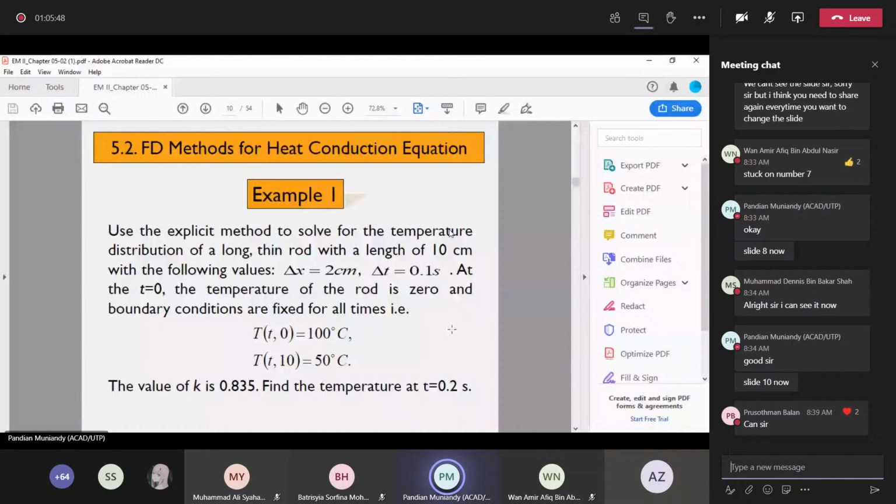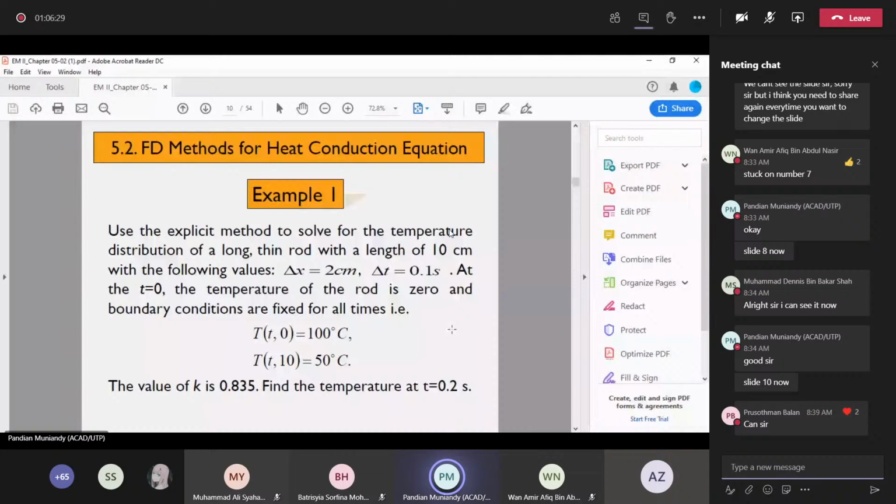At the time 0, the temperature, the capital T, is 0. So you must remember that. At the time 0, the capital T is 0. And boundary conditions are fixed for all time. The capital T at all time at x equals 0 is 100 degrees Celsius. When x is 10, it is 50 degrees Celsius. This is from hot to cool.